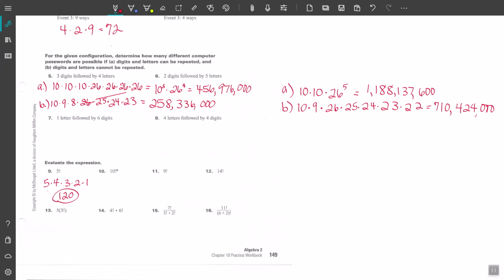10 factorial, we do the same thing. We start with a 10 and we count down till we get to 1, and we're multiplying all of those together. So if I multiply 10 times 9 times 8 times 7, of course I'm going to use a calculator for this. I'm going to end up with 3,628,800.